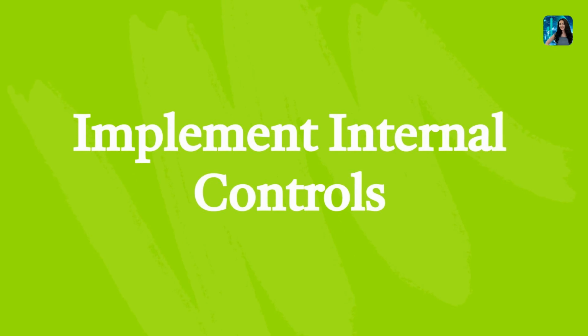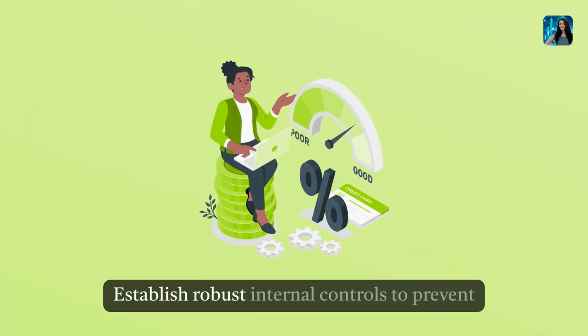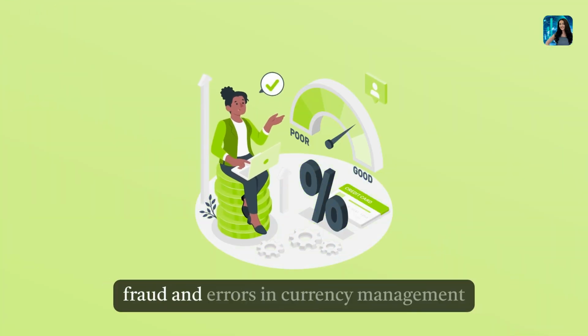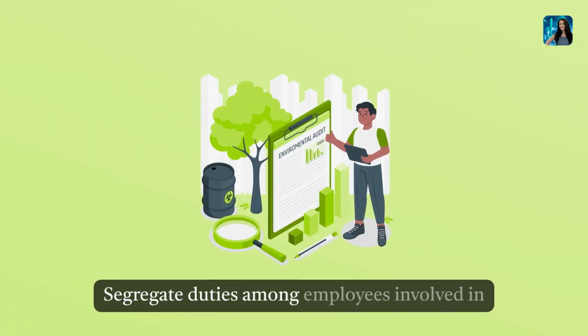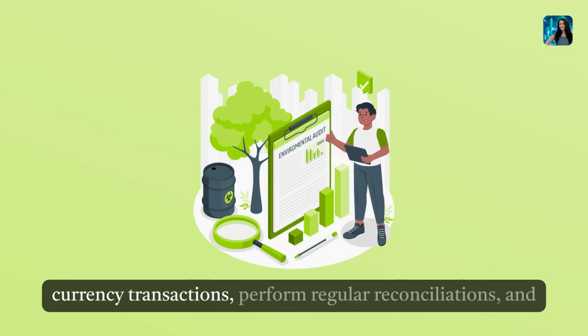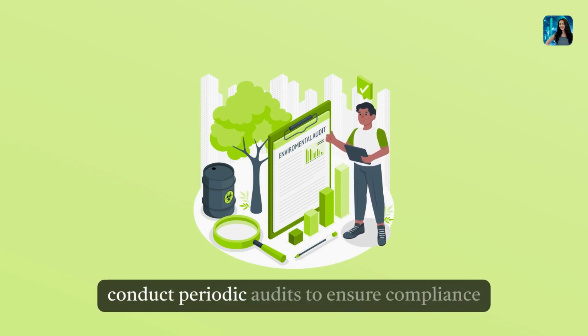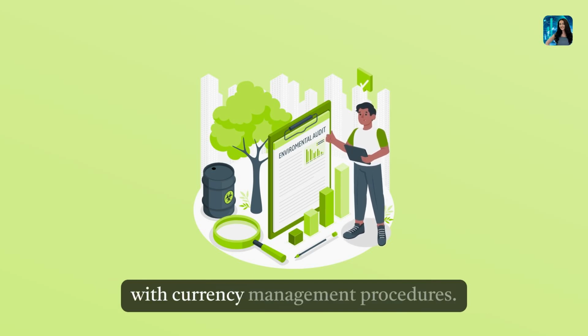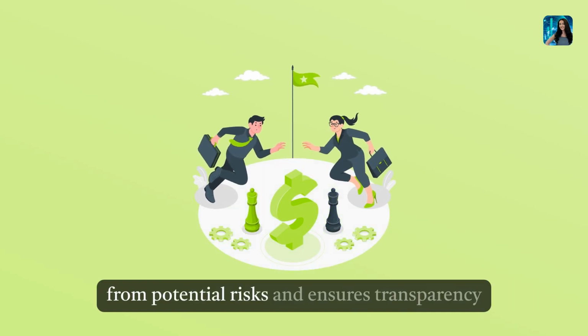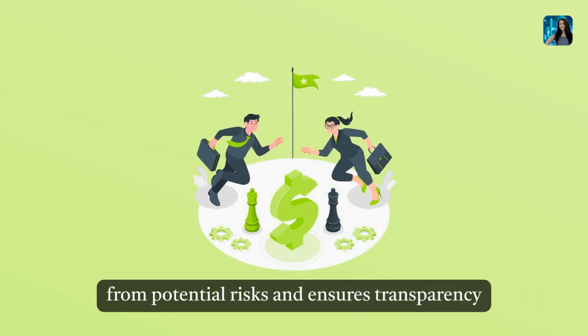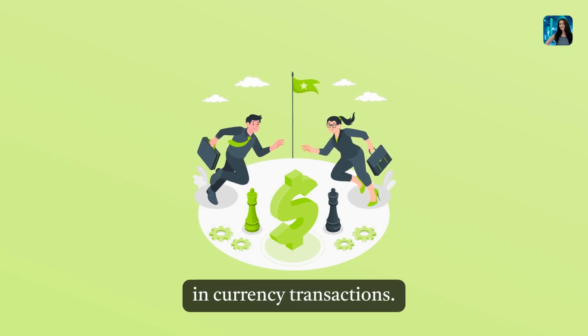Implement internal controls. Establish robust internal controls to prevent fraud and errors in currency management processes. Segregate duties among employees involved in currency transactions, perform regular reconciliations, and conduct periodic audits to ensure compliance with currency management procedures. Implementing internal controls safeguards your business from potential risks and ensures transparency in currency transactions.